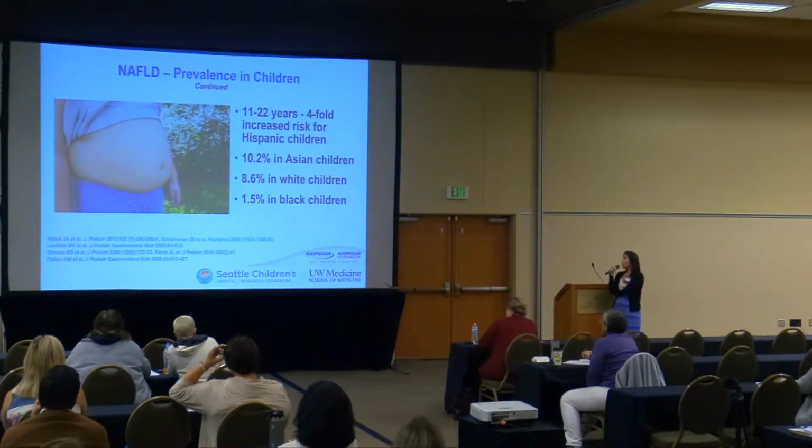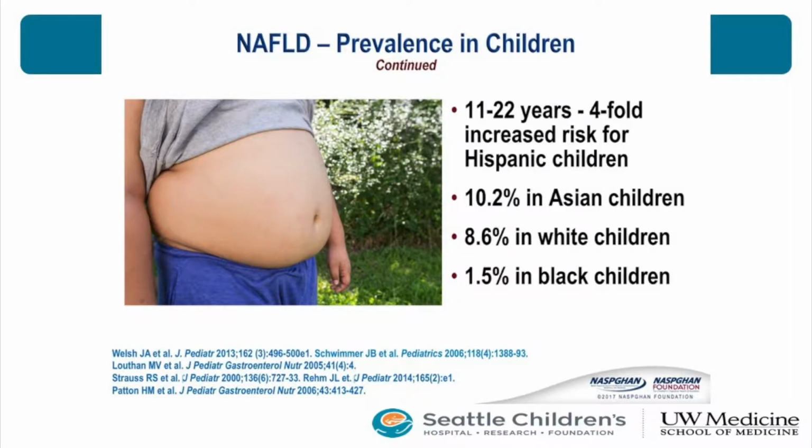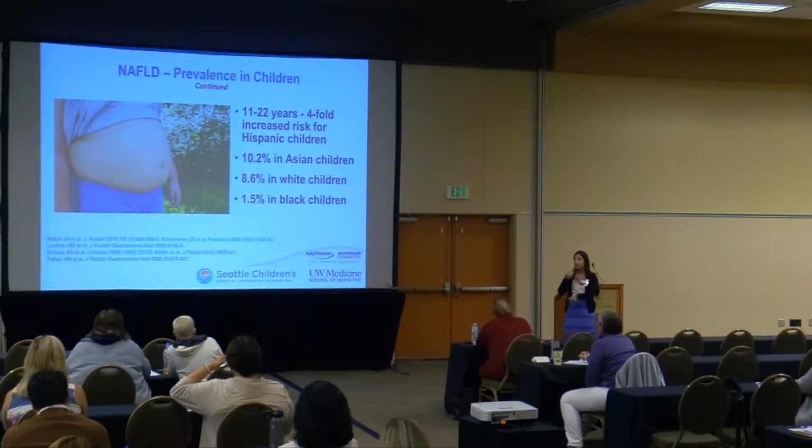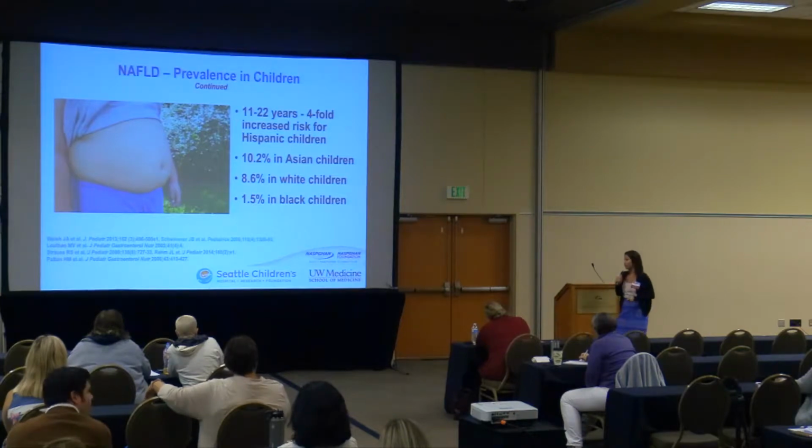In 11 to 22-year-olds, if you're Hispanic, you have a fourfold higher risk of having fatty liver. We see that in little Hispanic kids. It's 10% in Asians, 9% in white, and about 1% in Black children. And why is that? They did a study a couple of years ago in Dallas and found a genetic prevalence. African Americans have a protective effect against fatty liver. They have more hypertension, for example, but less fatty liver. And Hispanics, we have more fatty liver and other comorbidities. Again, it's genetic predisposition.